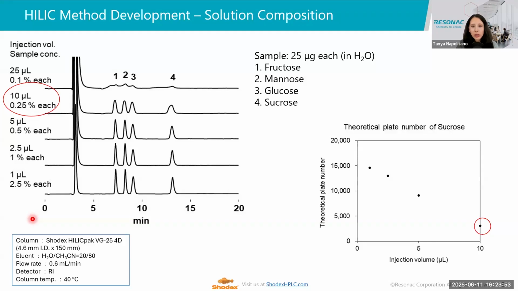To prevent this, your sample solvent composition should closely match the mobile phase. Ideally, you would want the final solution to contain at least 50% acetonitrile. And if high water content is unavoidable, the next best option is to minimize your injection volume. To ensure consistent retention and good chromatography, always consider sample matrix effects in HILIC.